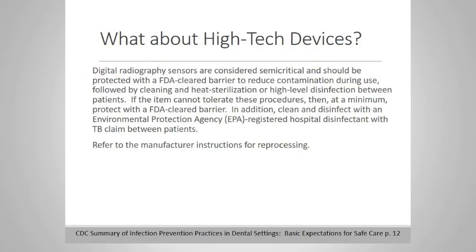Now let's go back to the other high-tech devices. High-tech devices such as digital radiography sensors are considered semi-critical and should be protected with an FDA-cleared barrier to reduce contamination during use, followed by cleaning and heat sterilization or high-level disinfection between patients. If the item can't tolerate these procedures, then at a minimum, protect with an FDA-cleared barrier, and in addition clean and disinfect with an EPA-registered hospital disinfectant with TB claim between patients.